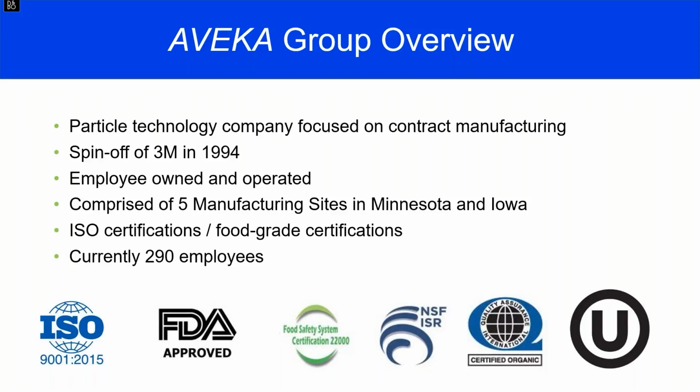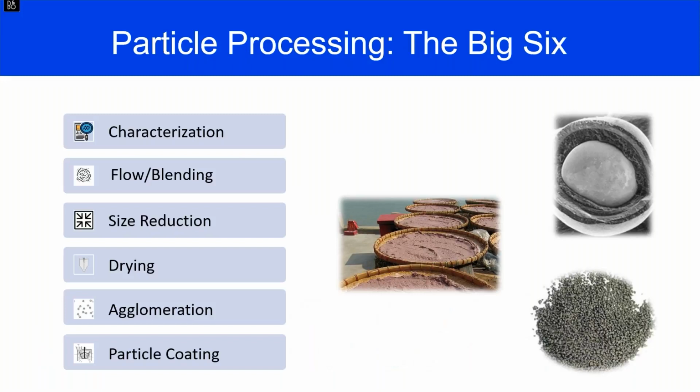So this is what I call the particle processing, the big six. I think everybody can have their own list of what they think is important in particle processing. I put characterization up at the top, not because I'm trying to play to our host HORIBA, but because I truly believe if you're not characterizing what you're doing, how the heck do you know that you're doing the right things in particle processing? It's hard enough as it is, and we need to understand what's going on.